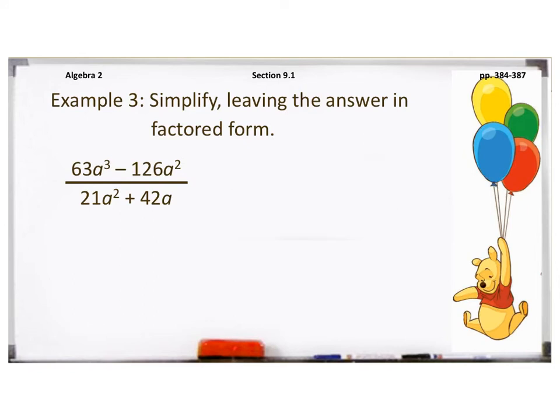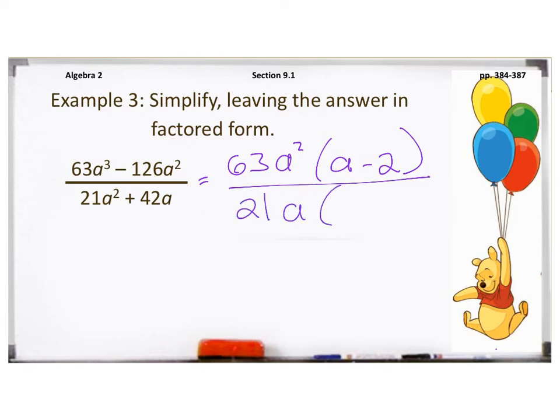Okay, so now we are simplifying and then leaving the answers in factored form. All right, so 126 is 2 times 63. So I can factor out the 63. I also have 2a squareds in each term. So that leaves me with an a minus 2. Here I can factor out a 21a, and that leaves me with a plus 2.